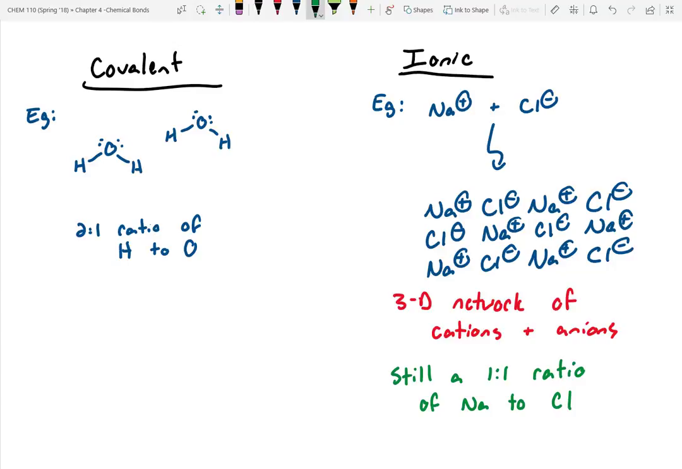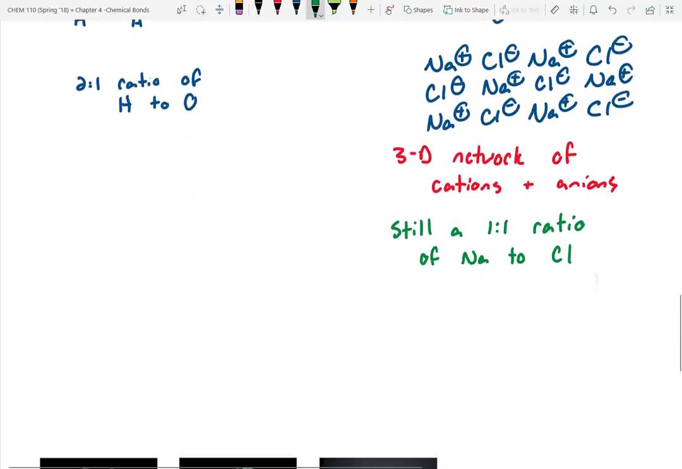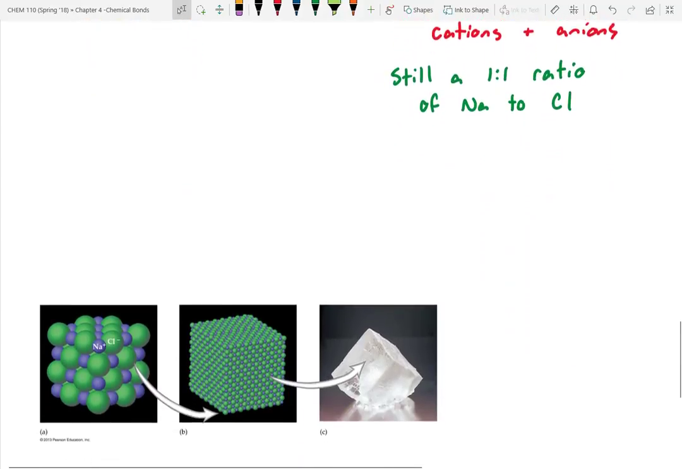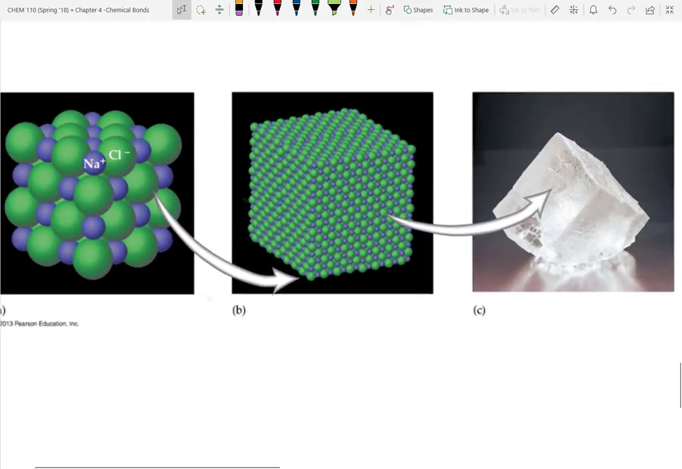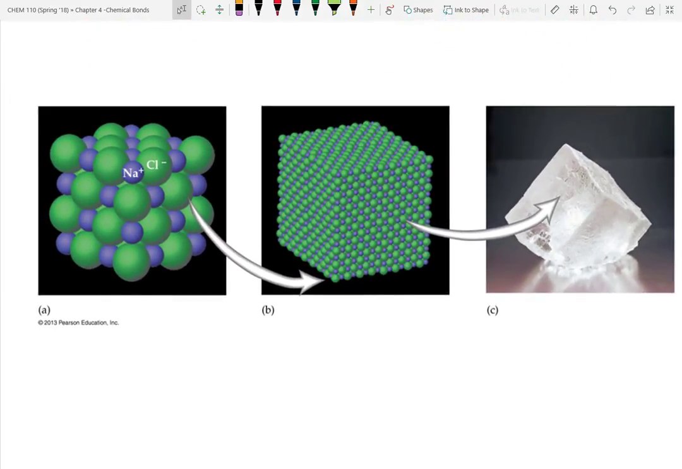And the reason they stack that way, like I said, is opposite charges are attracted to one another, so they want to arrange themselves around opposite charges. So if you're a cation, you want to be surrounded by anions and so on. To look at this using a 3D picture, you can see down here, we've got sodium cations and chloride anions. Sodium's much smaller than chlorine, so it's kind of represented by that small blue sphere. And then if you zoom out, you get this 3-dimensional packing network.